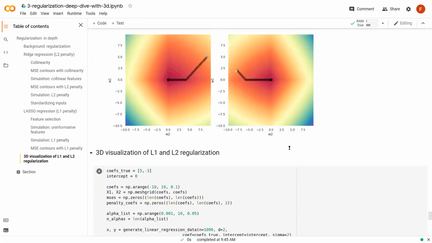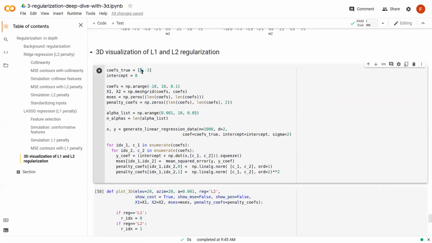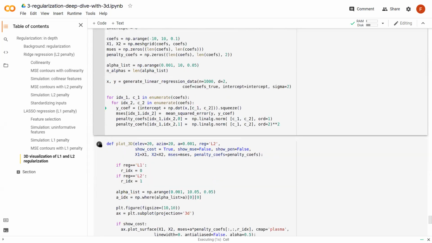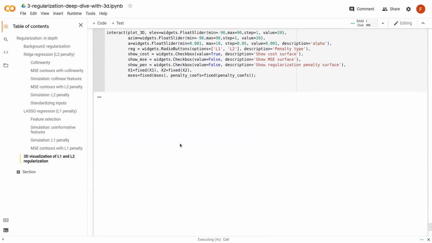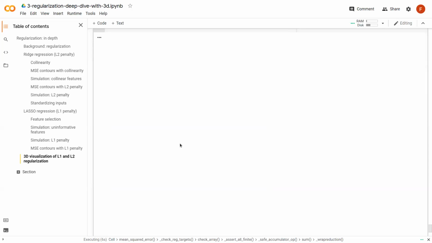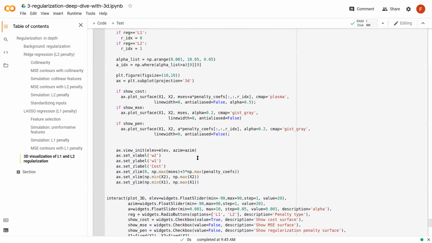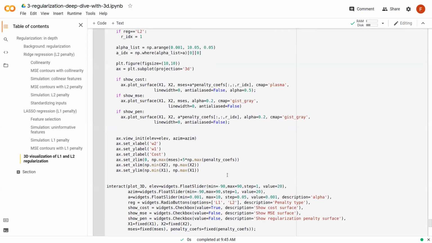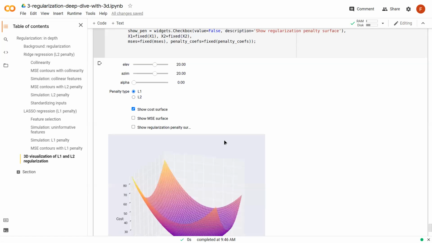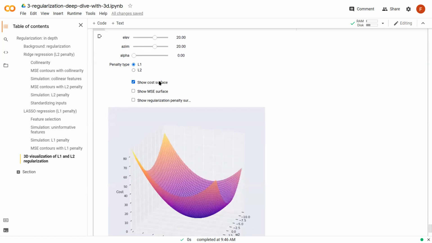I'm going to use smaller coefficient values so that we can see it more clearly. Now I'm also going to adjust the range here. Okay, so this is the mean squared error, this is the cost surface.